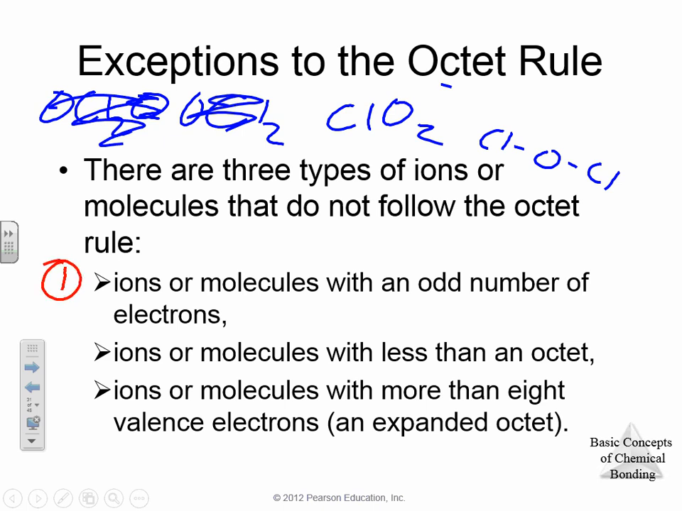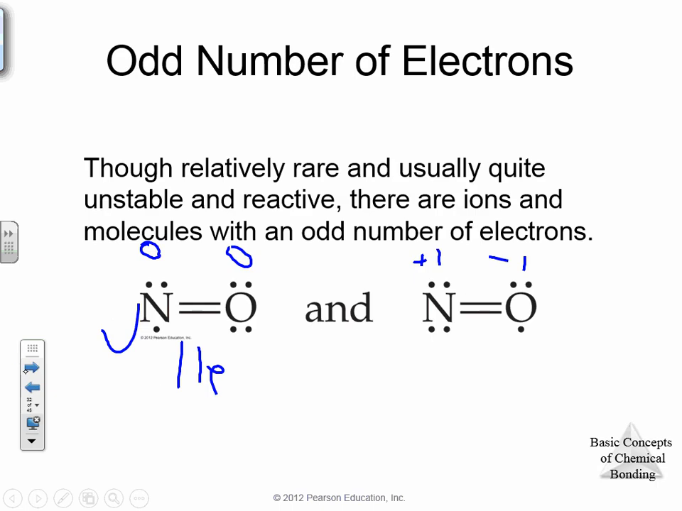Ions are molecules with an odd number of electrons. So what if we have 25 or 27 or 29 electrons instead of 26 when we did PCl3? There's an exception for that. Number 2, there are molecules with less than an octet. And number 3, there are a couple of molecules which can have more than an octet, or an expanded octet. So let's talk in brief about each of those.